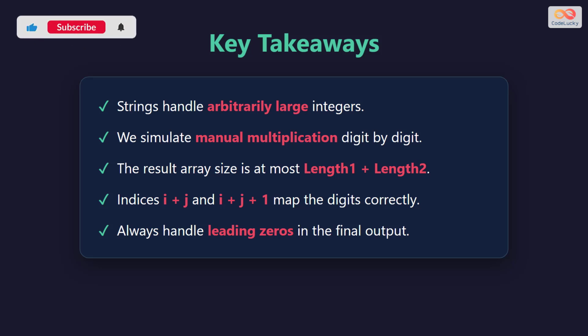To summarize, multiplying strings allows us to handle huge numbers without overflow. We simulate manual multiplication using an array of size m plus n. And the key is mapping the indices correctly using i plus j and handling the carry and leading zeros properly. This pattern is essential for any big integer arithmetic implementation.